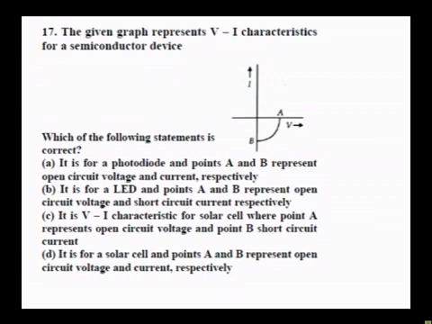It is a VI characteristic for a solar cell where point A represents open circuit voltage, and B short circuit current. So this is the correct choice.